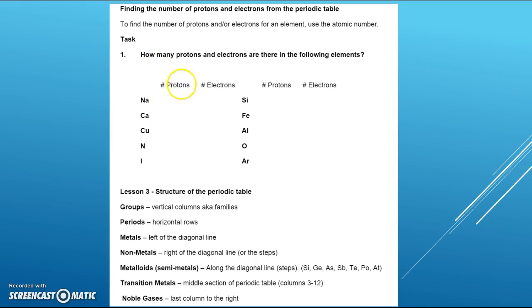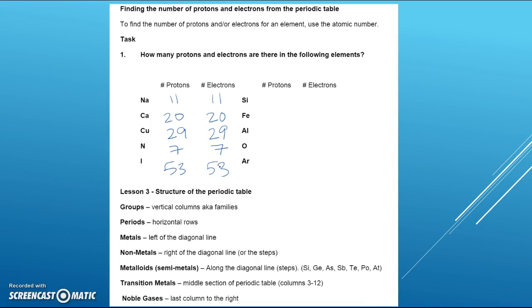All right, so for sodium, if you look at the number, the smaller of the two numbers, it's the number on top of the Na. It has 11 protons and 11 electrons. Calcium, again, the smaller number, the one on top, 20 protons, 20 electrons. Next we have copper. Copper is in the middle in the transition metal section. There's 29 protons and then 29 electrons. Nitrogen over on the right has 7 protons and 7 electrons. Iodine has 53 protons, 53 electrons.